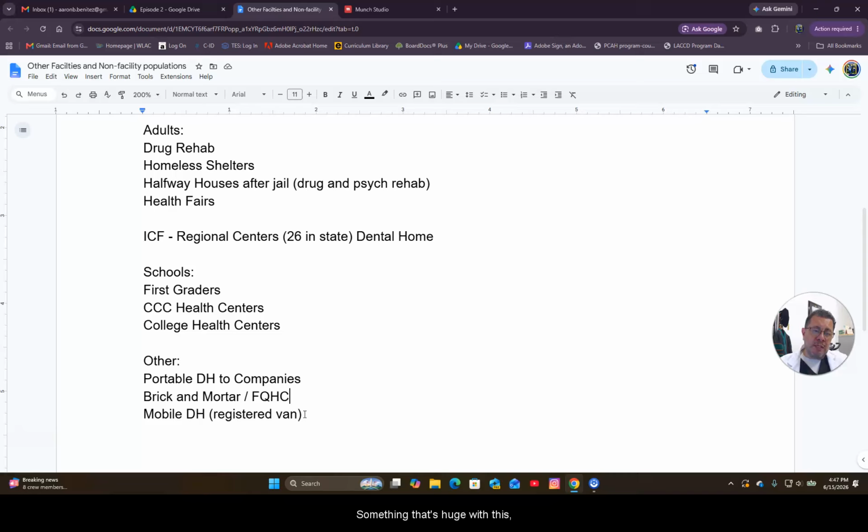Something that's huge with this that I do want to mention is that with the registered mobile clinic, the mobile van, I want you to think about it. Can I park in a public area that is not a designated city and see patients? This is my clinic. It's like my brick and mortar on wheels. So that is something you want to be really careful with. It should be either on private property, and if it's on public property, it needs to be a designated area.